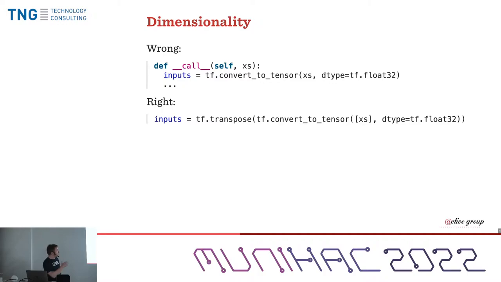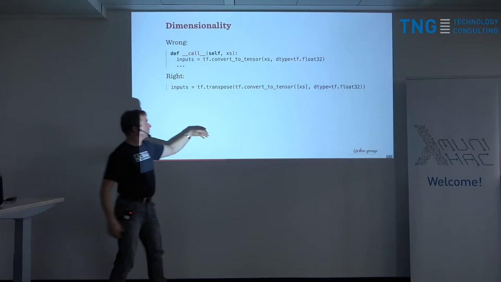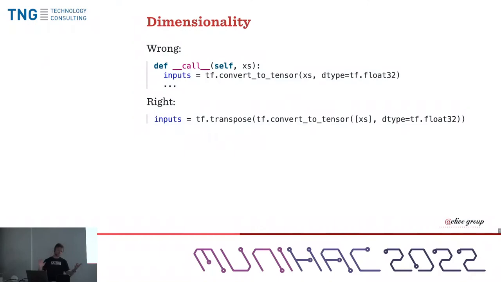My coworkers actually made this mistake the other day: they wrote this code at the top, and the fix is to write the code at the bottom, adding another level of indirection, putting a list around things. Great, but that's hard to tell from the error message that you saw before.